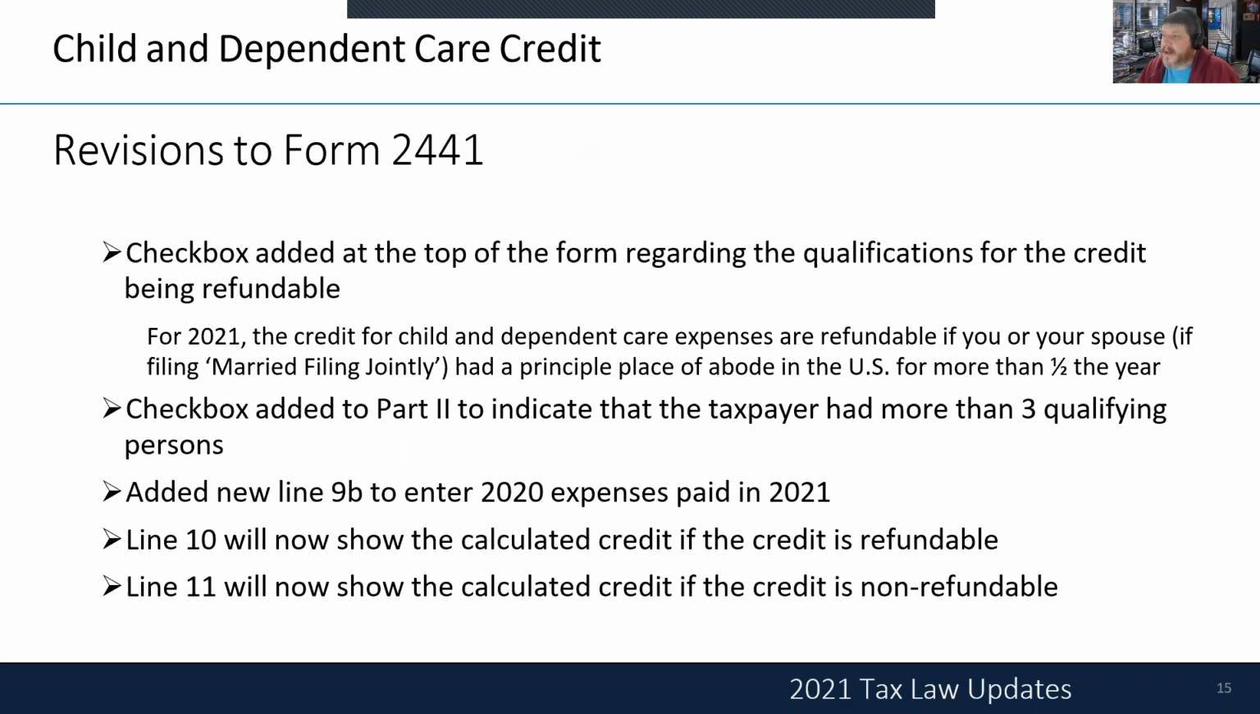There is a checkbox at the top of the form regarding qualifications for the credit. There's also a checkbox added to Part 2 to indicate that the taxpayer had more than 3 qualifying persons. Line 9B, if they need to enter 2020 expenses paid in 2021. The most important lines for you guys are going to be line 10 on the 2441, which will show the refundable credit, and then line 11 will show the non-refundable credit for those people whose main home was outside of the United States for more than half the year.